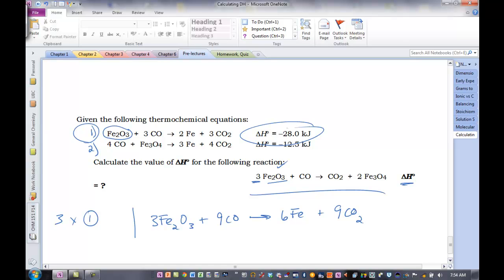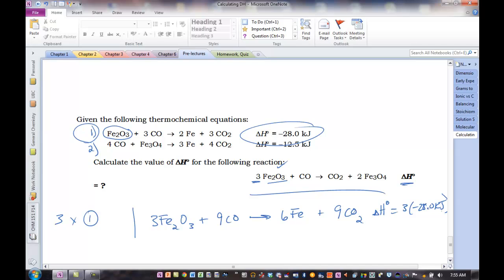What happens to our delta H? We multiply it by 3. Get the idea? That's why we talked about multiplying an equation by a factor, dividing by a factor, things like that, and how that impacts your delta H. Makes sense. We're now reacting 3 times as much, so we're going to get 3 times as much heat released.